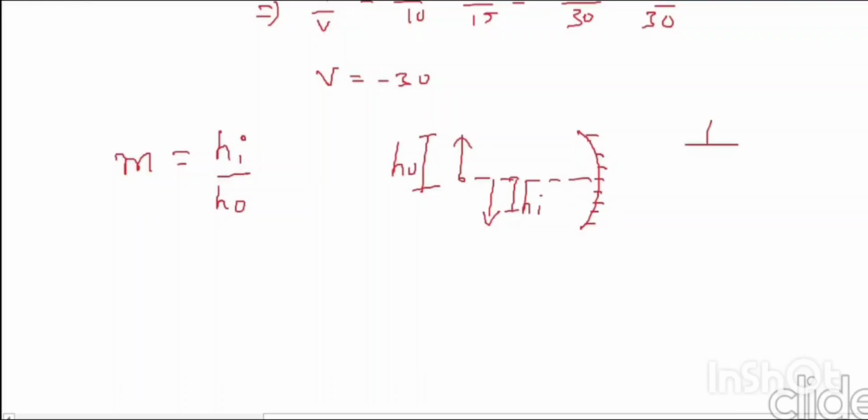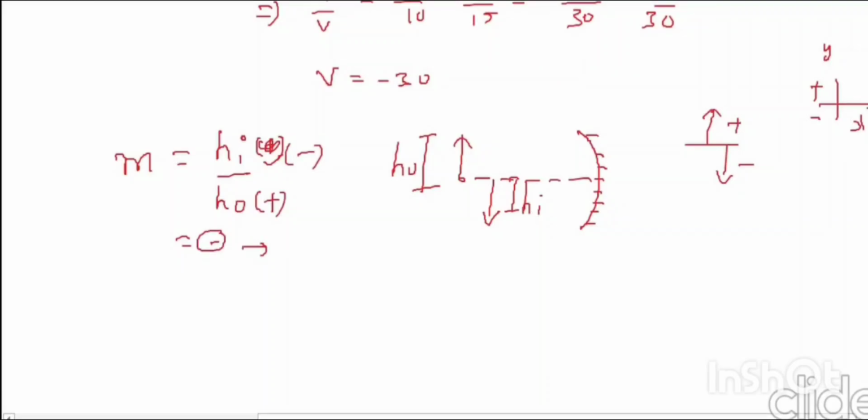So if it is above the x-axis, you will count this as positive. If it is below the x-axis, it's like your Cartesian system: this is your x, this is your y. This y is positive, this y is negative, so you have to count this as negative. So this is the definition. When hi is negative and ho is positive, you are getting a negative quantity. This negative quantity always represents inverted images.